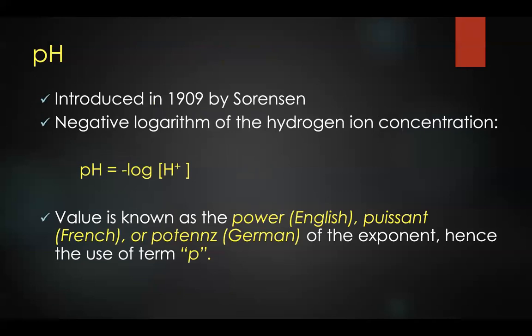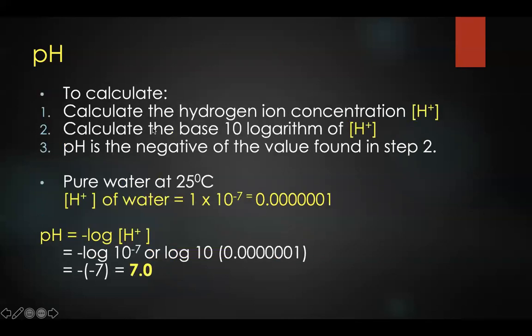Let's now move on to the concept of pH. pH was introduced in 1909 by Sorensen. And pH is defined as the negative logarithm of the hydrogen ion concentration. Therefore, pH depends on the proton concentration of a solution, or the hydrogen ion concentration of the solution. The value is known as the power of hydrogen. So P stands for power of hydrogen.